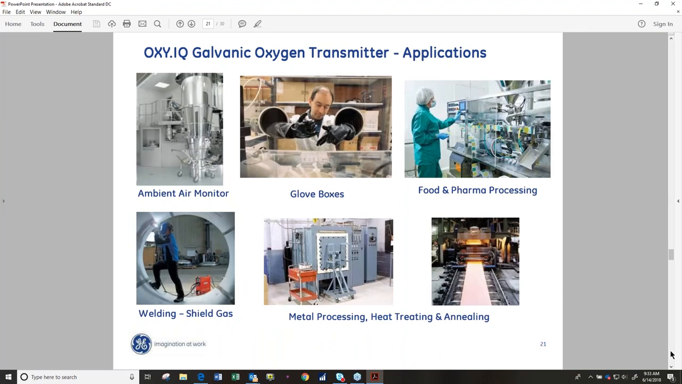slide. So typical applications for the galvanic technologies are just ambient air monitoring. We do a lot in micro environments or glove boxes, and those can be for electronics or food processing or pharmaceutical processing, where you have an atmosphere where you want to control or make the atmosphere devoid of oxygen. Another big area for us is in metal processing. In welding, very often you have to have a shield gas to prevent the weld from rapidly oxidizing. And of course, in metal processing, there's a lot of applications such as in sheet steel and annealing, galvanization, where you want the environment or the furnace atmosphere to be devoid of oxygen. We can go to the next slide.